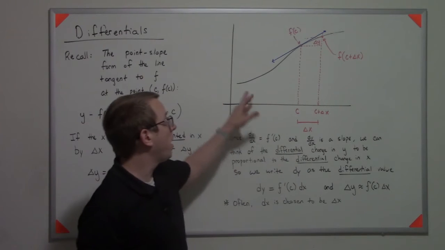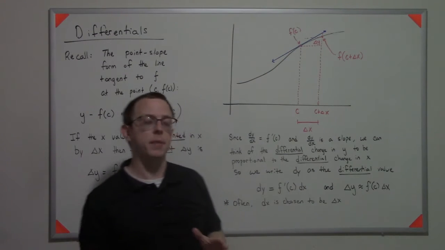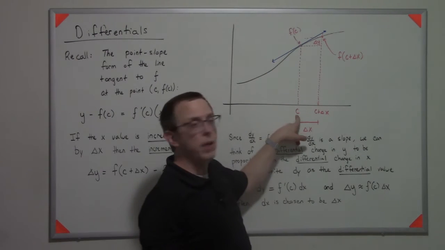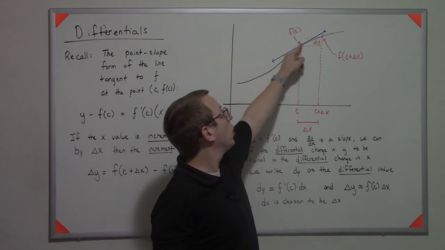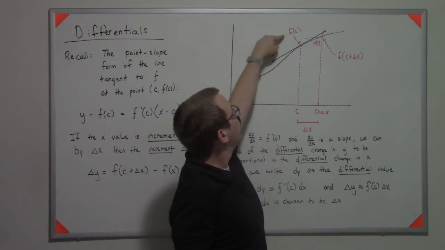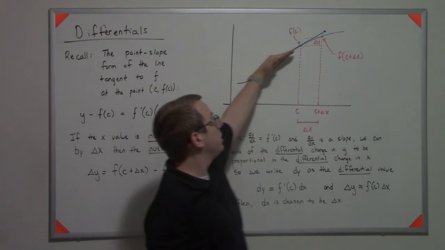Let's say I've got some graph here. So some function that's represented by this black line. And at some x value c, I can draw a line tangent to the curve at that point. So this is the function value at the point c, and this is the tangent line.